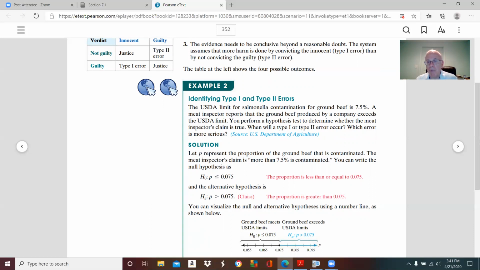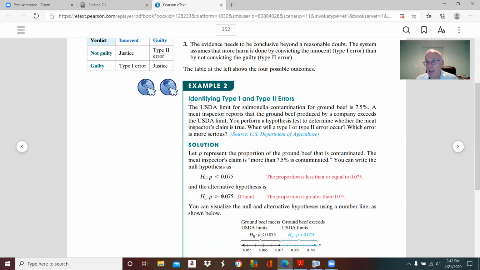Now the type 2 error would be where we do not reject the null when we should have rejected the null, and the null is false. So in this case, we don't reject this. In other words, the inspector says there's not enough evidence to conclude that the company is exceeding the limit, when indeed the company is exceeding the limit. And the alternative hypothesis is true.